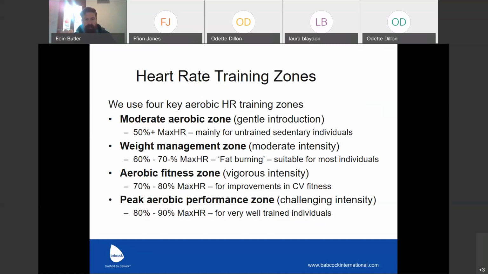The aerobic fitness zone, at a vigorous intensity for improvements in cardiovascular fitness, we're looking between 70 and 80% of maximum heart rate. And then the peak aerobic performance zone, which is a challenge in intensity for very well-trained individuals, we're looking up at 80 to 90% of maximum heart rate. Does everybody know how to calculate 70%, for example, of maximum heart rate? What is maximum heart rate, first of all?